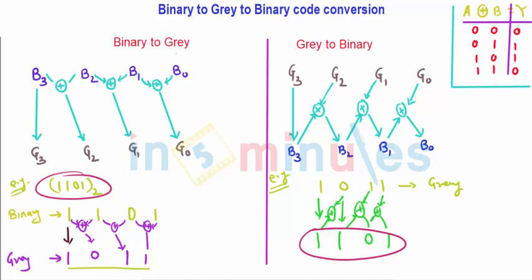So this is all about binary to gray and gray to binary code conversion. And let me clear one thing also. We have used here a 4-bit binary code or 4-bit gray code. You can convert any number of bits of binary code into gray and any number of bits of gray code into binary following the same procedure. Thank you.